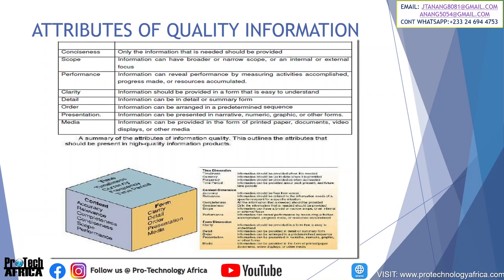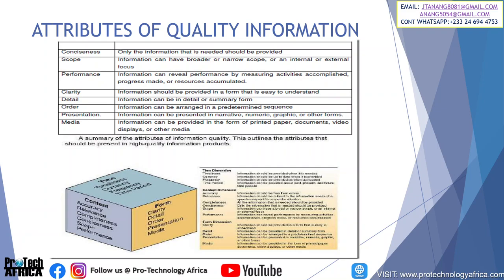Information should be provided in a form that is easy to understand, meaning that it should be clear to the viewer or to the listener or to the one that is receiving it. It should be detailed. Information can be detailed or in a summarized form. And then it should come in a specific order. It means that information can be arranged in a predefined sequence.